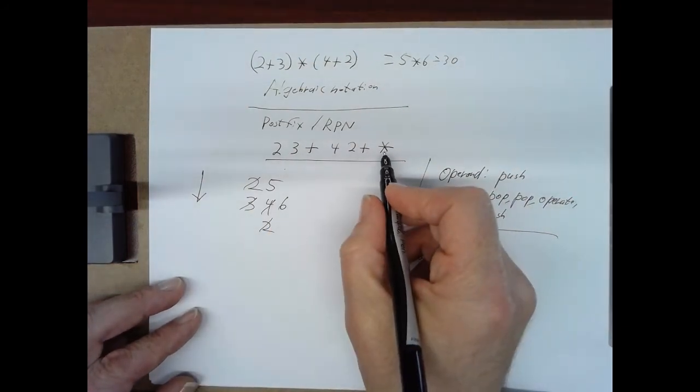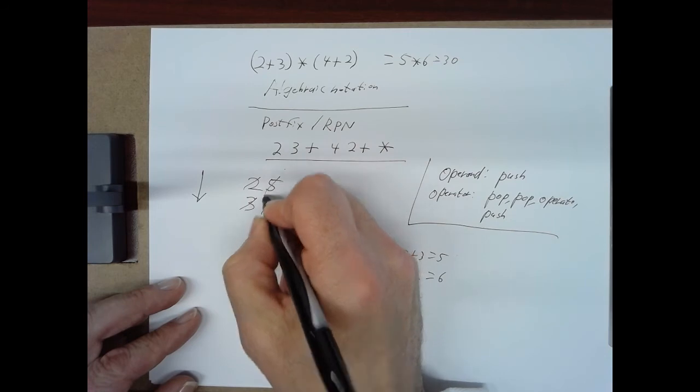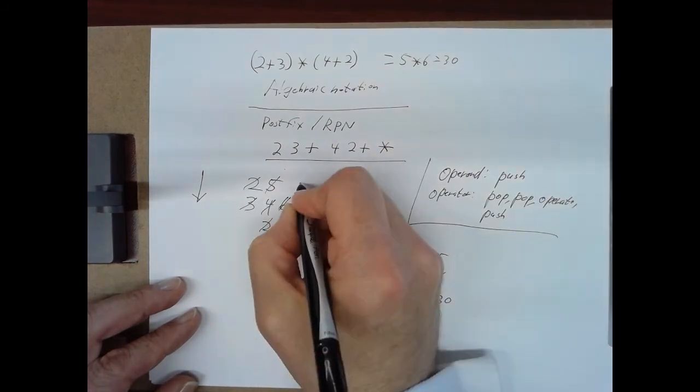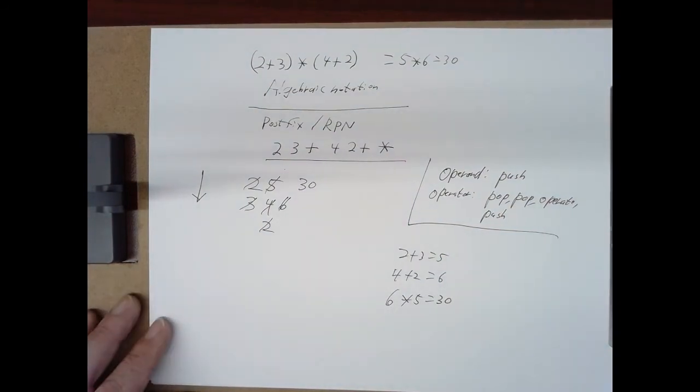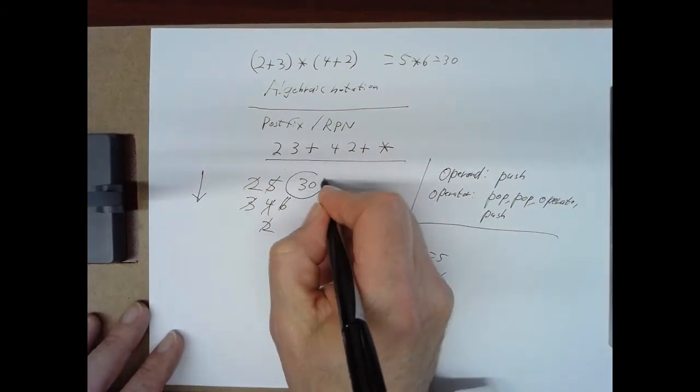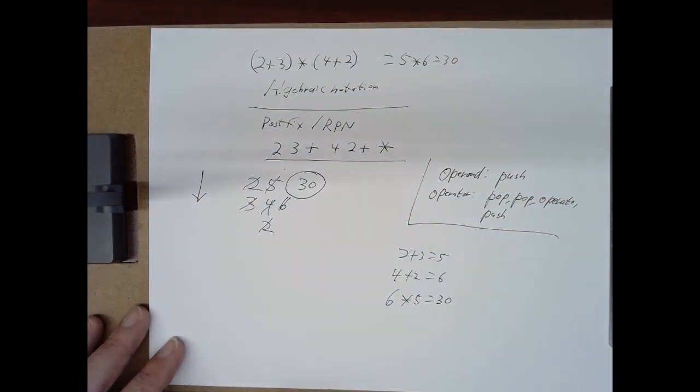Here's a star, that's an operator. Pop the last two things off the stack. Apply the operator, push it on the stack. There's nothing left in the string. There should be exactly one thing on the stack. That's the value of the expression.